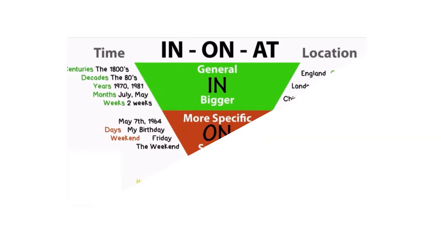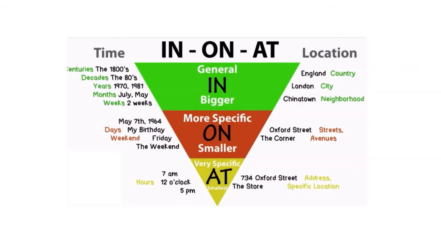So, to understand how we can use these prepositions correctly, we have here an inverted triangle including examples describing both time and place. So on the left we can see examples of time expressions, and on the right side of the triangle we have the prepositions in, on, at, referring to the location of things. Alright, so as we can see here, these prepositions often go from general to specific.